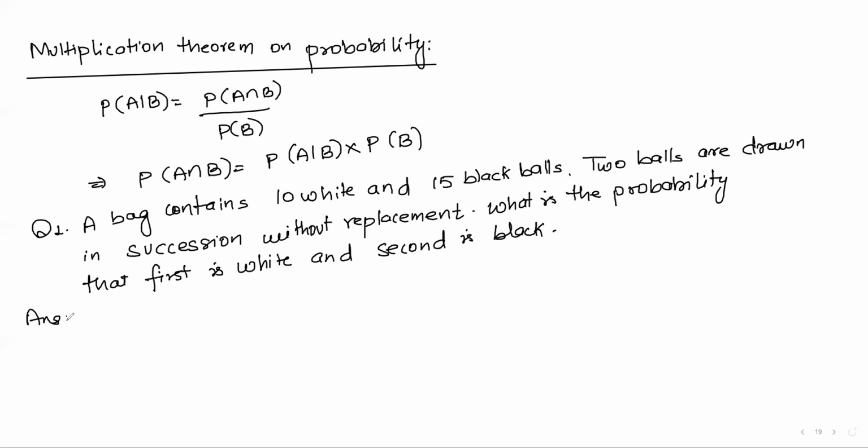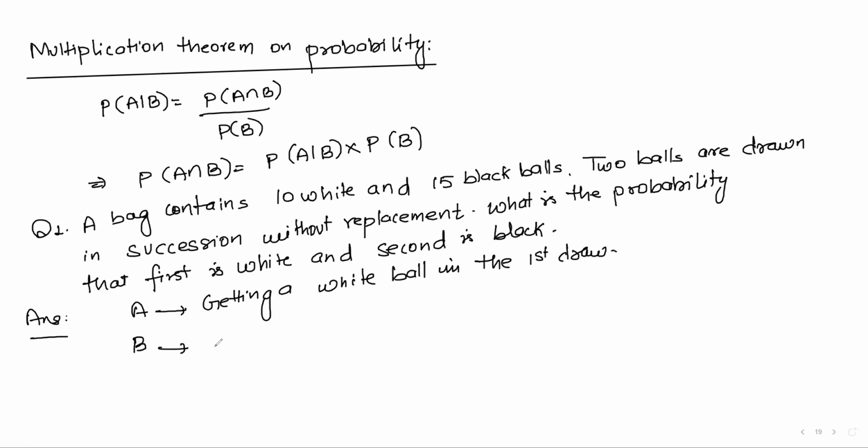Okay. In this case, two balls are drawn. What's the probability that the first is white and the second is black? So let A be getting a white ball in the first draw, and B is getting a black ball in the second draw.